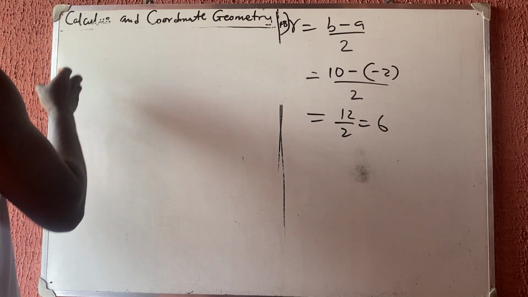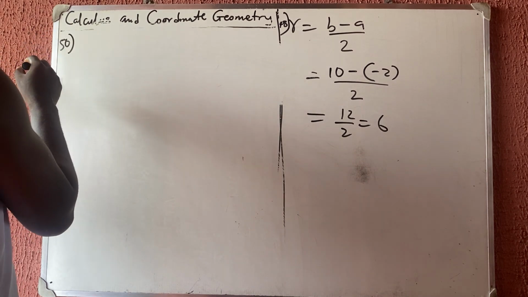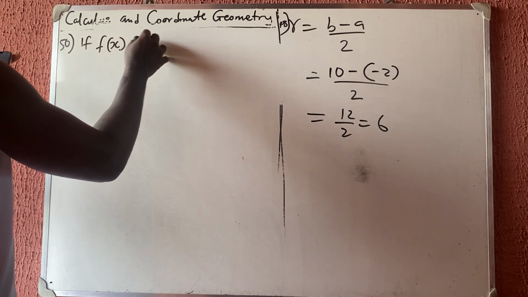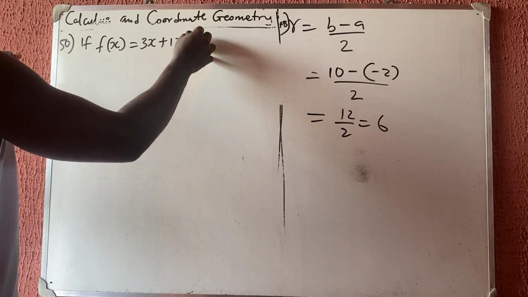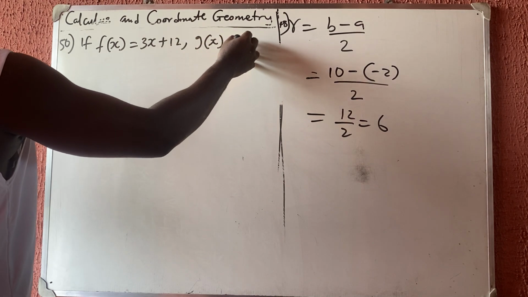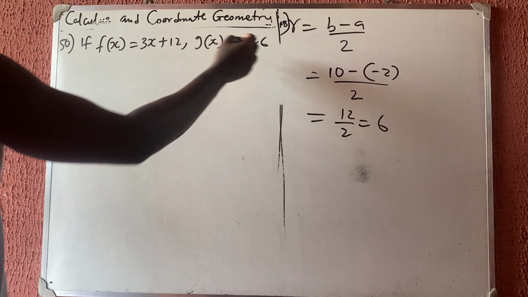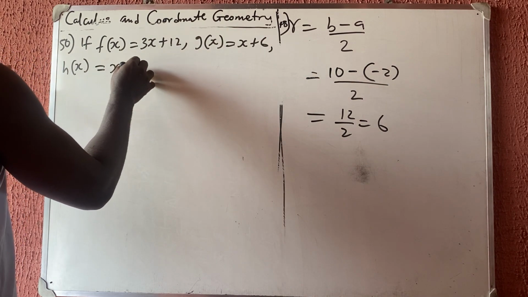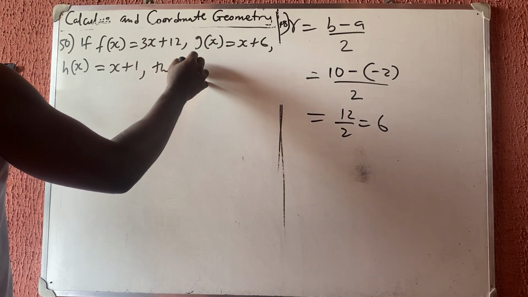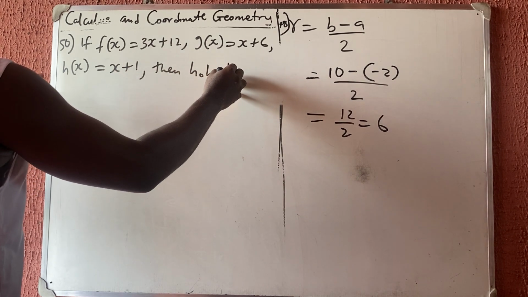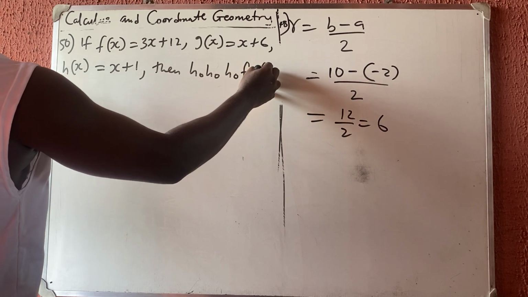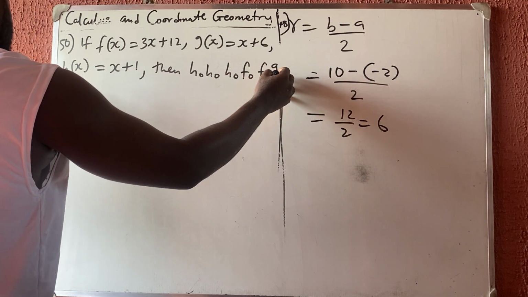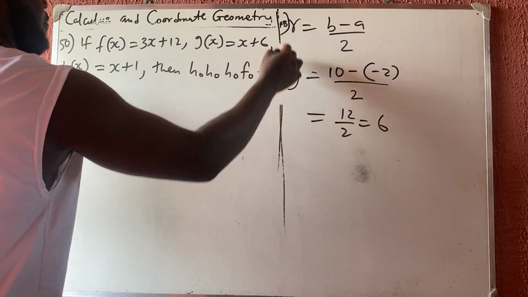Question number 50 said that if f of x is equal to 3x plus 12, and g of x is equal to x plus 6, and h of x is equal to x plus 1, then we should find h of h of f of f of g of 0.